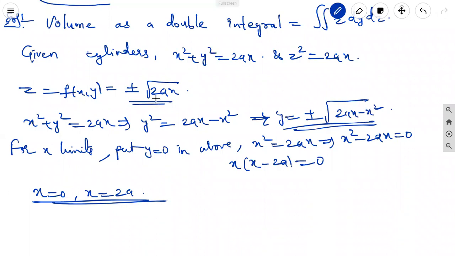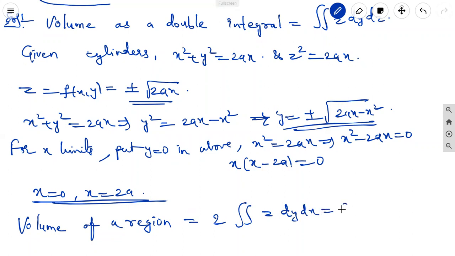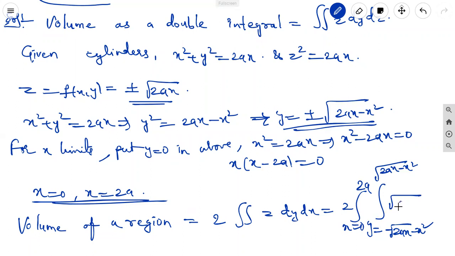And what is the z function? Plus or minus under root of 2ax. When the function is plus or minus, then the volume of the region is double. Why? Because it is symmetrical above the x-axis and below the x-axis. So that is equal to 2 double integral z dy dx, which is 2, x limits from 0 to 2a, y limits from minus under root of 2ax minus x square to under root 2ax minus x square, z is under root 2ax, dy dx.